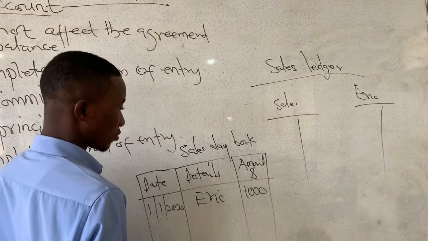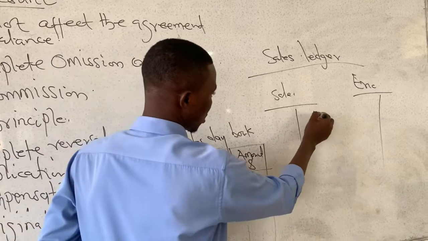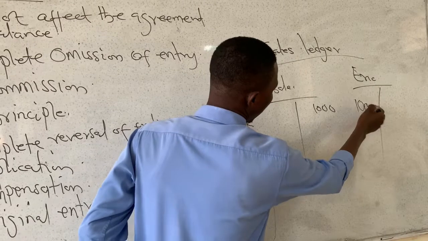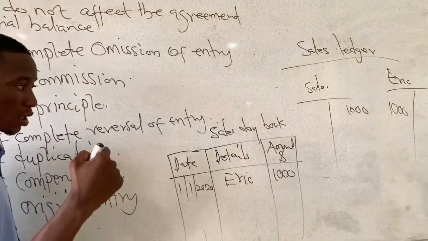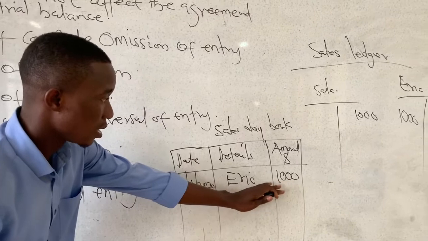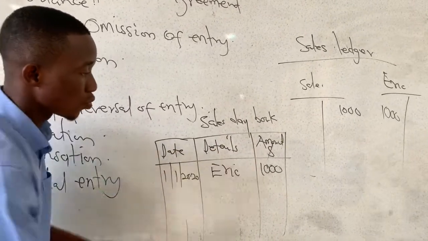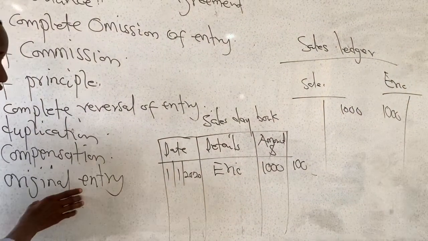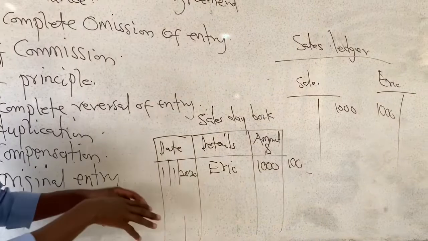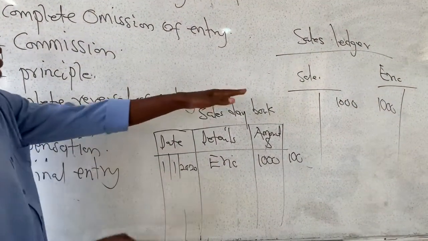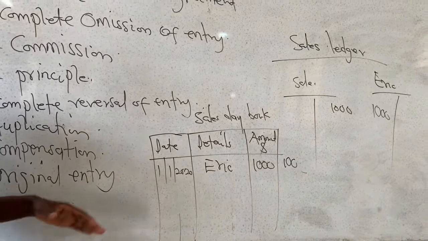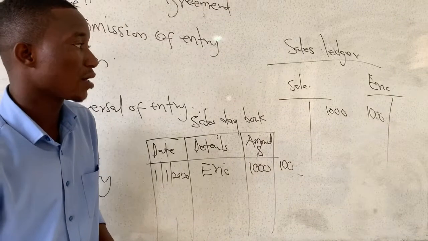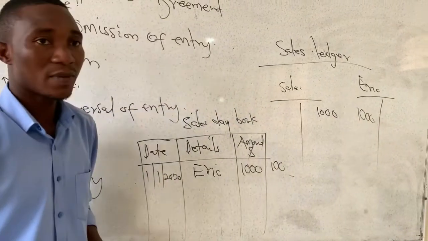In effect, we will write 1,000 here, and we will write 1,000 here. But first of all, let me come back. Maybe in this sales day book, the amount was supposed to be 100. But originally, in the book of original entry, we made it 1,000. So we've committed the error at the initial stage. When we go to our ledger, we will post it this way. In effect, it means that we have overstated the sales amount by 900. We have overstated Eric's account by 900.